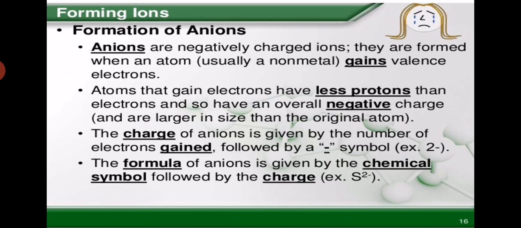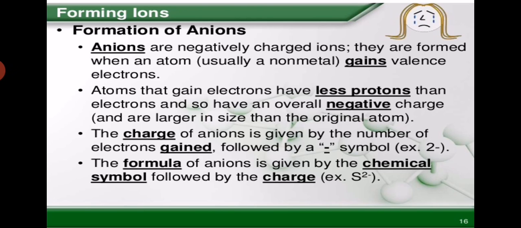Then the formation of anions. Anions are negatively charged ions. They are formed when an atom, usually a non-metal, gains valence electrons. Atoms that gain electrons have fewer protons than electrons, and so have an overall negative charge. They are larger in size than the original atoms.